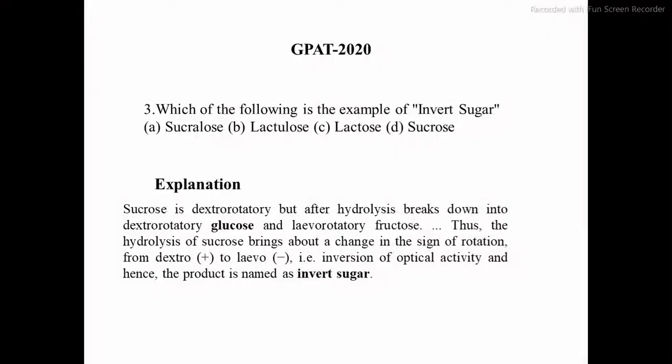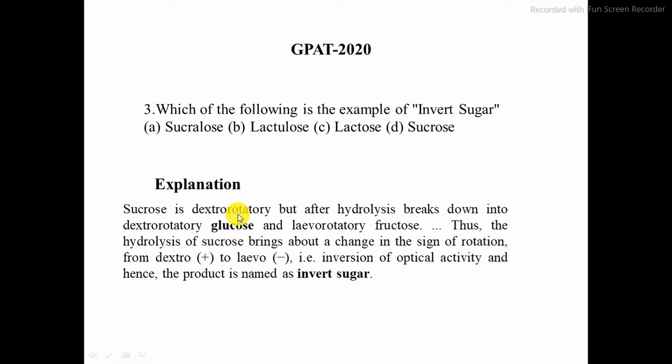Coming to the third question. Which of the following is an example of invert sugar? Option A is sucralose, lactulose, lactose or sucrose. Here the right answer is sucrose. Sucrose is our invert sugar. Let's see the explanation. Sucrose is a dextrorotatory compound. It rotates the plane of polarized light to the right direction.